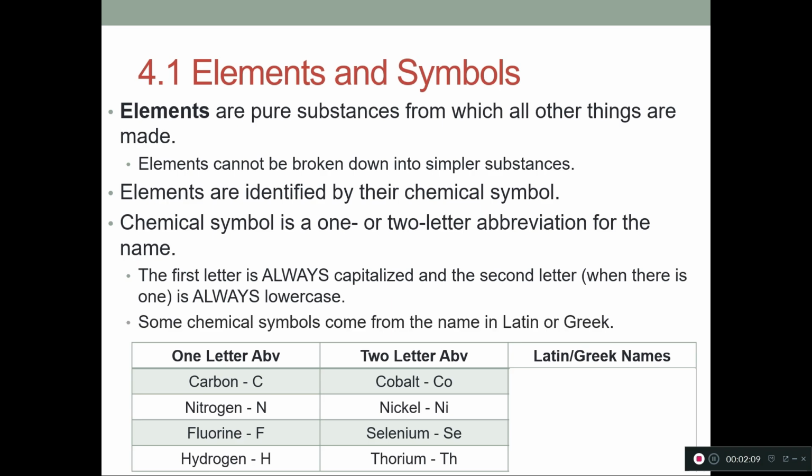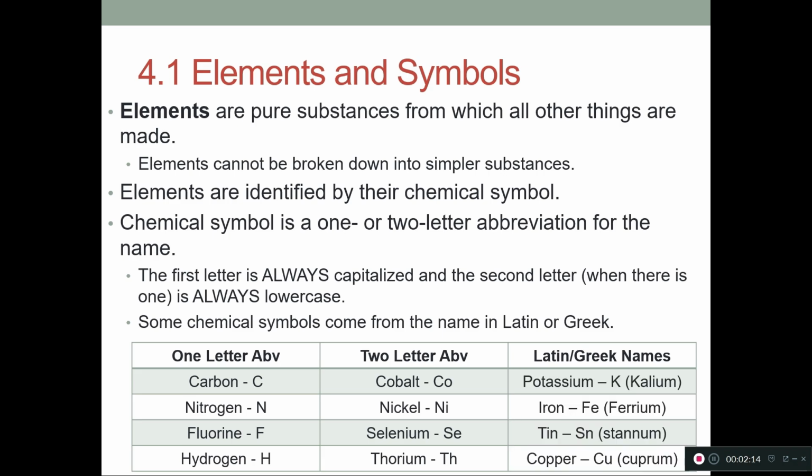But some of the chemical symbols actually come from the name of it in Latin or Greek, and so you might see things like this, where potassium has the letter K, that comes from kalium. Iron is capital F, lowercase e for ferrium. Tin, capital S, lowercase n for stannum. Copper, capital C, lowercase u for cuprum. And so those come from Latin or Greek names. So that's why some of the elements have letters that don't really seem to correspond to what the name of it is. That's because we're using the names for them from another language.